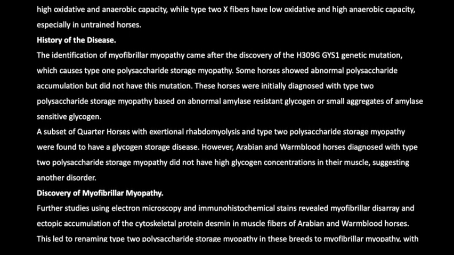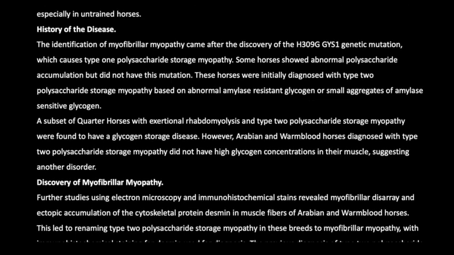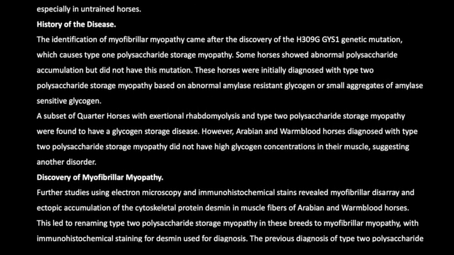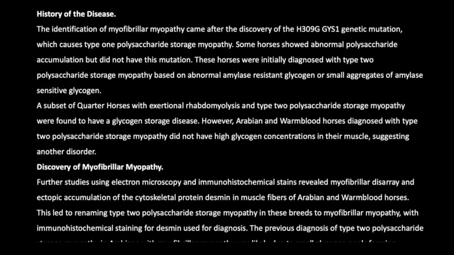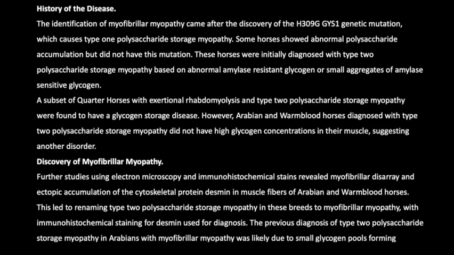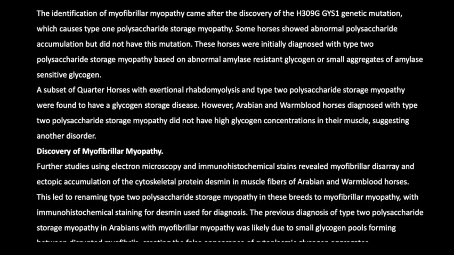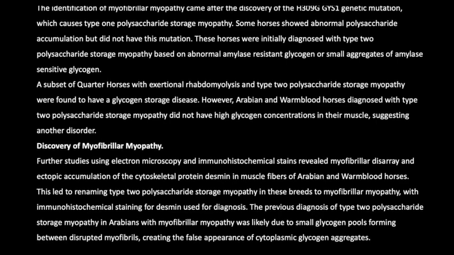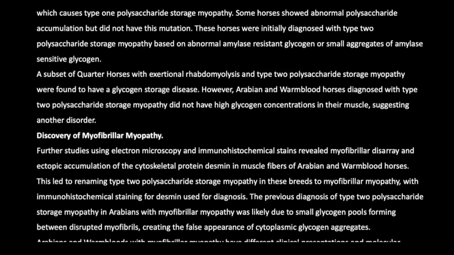of amylase-sensitive glycogen. A subset of quarter horses with exertional rhabdomyolysis and type 2 polysaccharide storage myopathy were found to have a glycogen storage disease. However, Arabian and warm-blood horses diagnosed with type 2 polysaccharide storage myopathy did not have high glycogen concentrations in their muscle, suggesting another disorder.